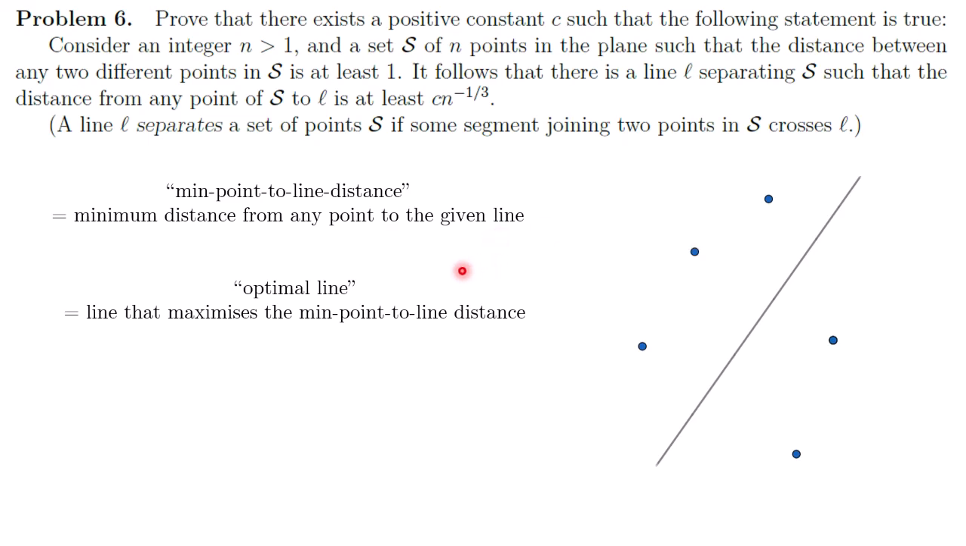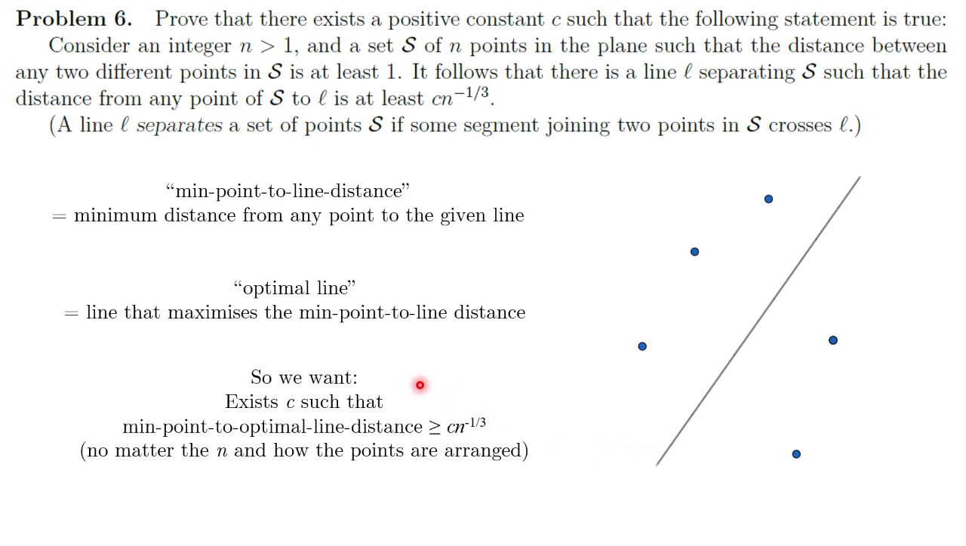Okay, and now I'm going to consider all possible ways to place a line, and I'm going to call the optimal line the line that maximizes this min point to line distance. So in this diagram, I roughly try and guess this is probably where the optimal line would be. And what the question is saying is we want to show that there exists c such that if I look at the optimal line, the min point to optimal line distance is always at least c times n to the minus 1/3, no matter the n and no matter how the points are arranged.